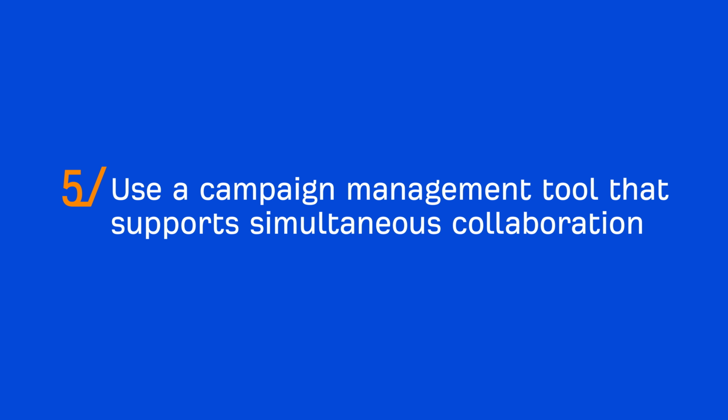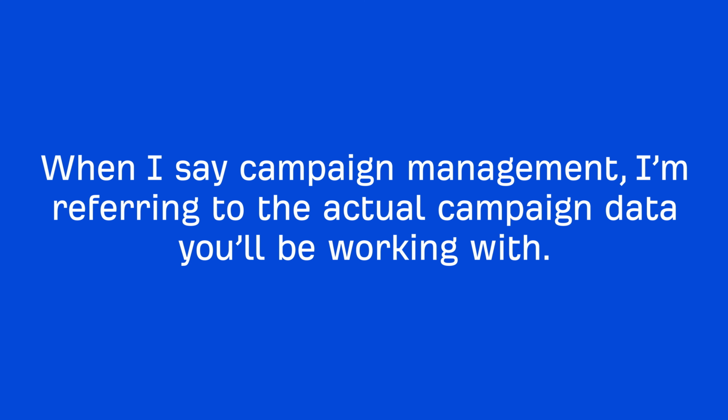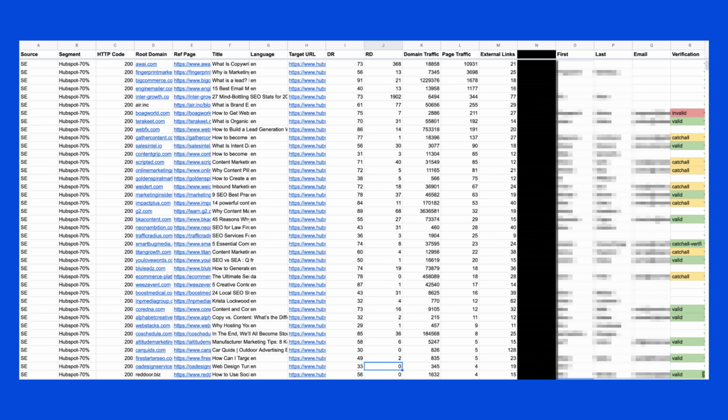Alright, the fifth component of a link building system is to use a campaign management tool that supports simultaneous collaboration. Now, when I say campaign management, I'm referring to the actual campaign data you'll be working with. And the best tool for this is Google Sheets. You can customize your sheet however you'd like, and multiple team members can work together simultaneously so no time is wasted. For example, if you had 2 vetters working on a campaign, one can start from the top of the list and another from the bottom to double the speed of vetting.